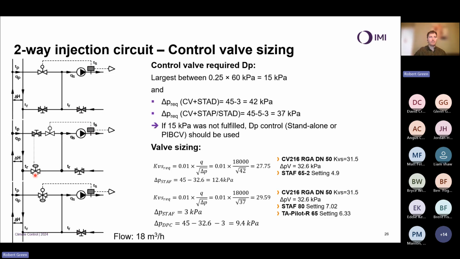In the case of my pressure independent control valve, again, it's dead easy. We select a valve for this flow of 18 meters cubed an hour, which in this case is a DN65 modulator.